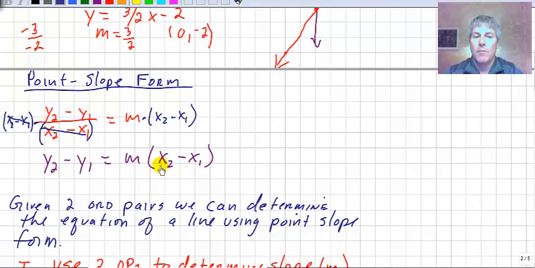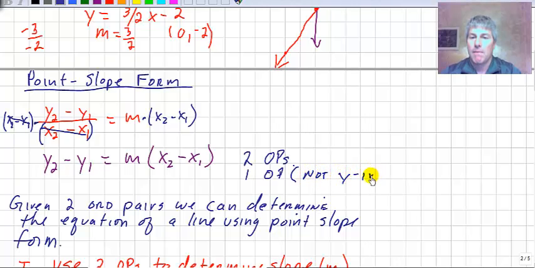And point-slope form works great anytime we have two ordered pairs. So if we have two ordered pairs, we love using point-slope form. Okay? We can also use point-slope form if we have one ordered pair, and that ordered pair is not the y-intercept, and a slope. So if we have one ordered pair that's not the y-intercept and the slope, we want to use point-slope form. And if we have just plain two old ordered pairs, we want to use point-slope form.